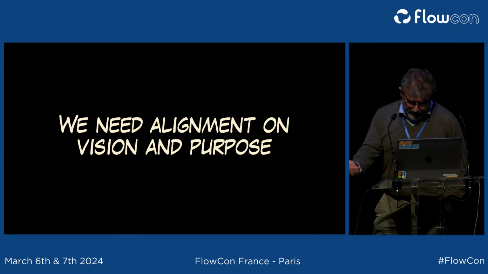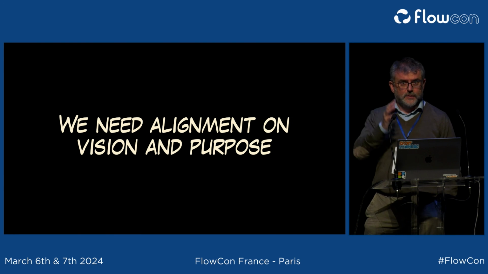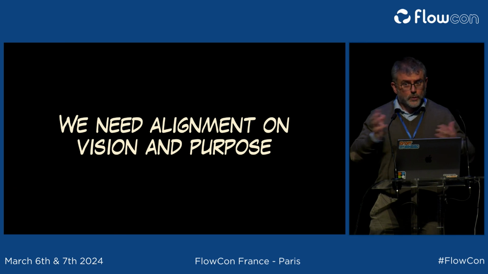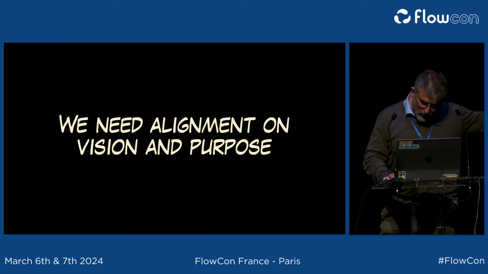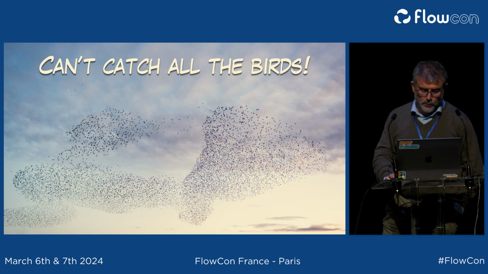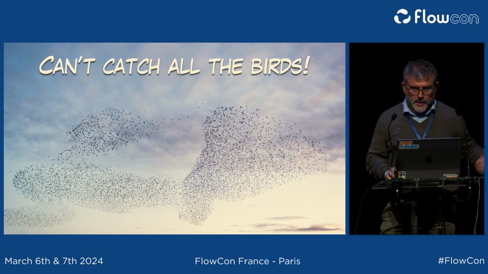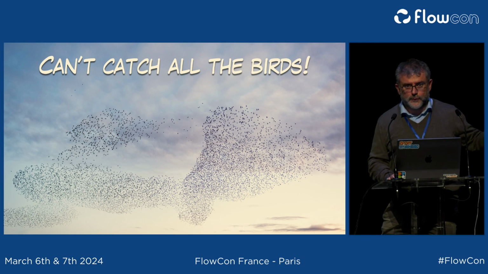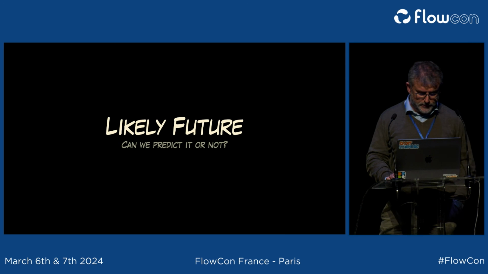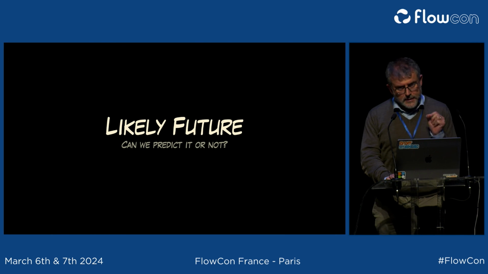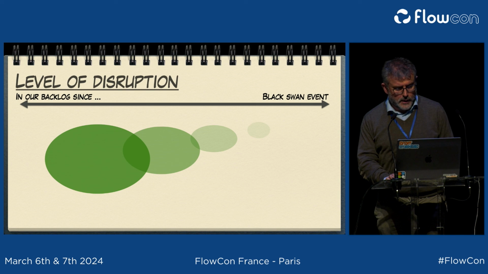But what we need badly, if we need to be ready for something, is to understand what this something might be. And so segregation, once again, becomes a problem. We can't catch all the possible birds just because people mention that. And also, we cannot feel guilty for not catching all the birds. The thing is, can we predict this future or not?